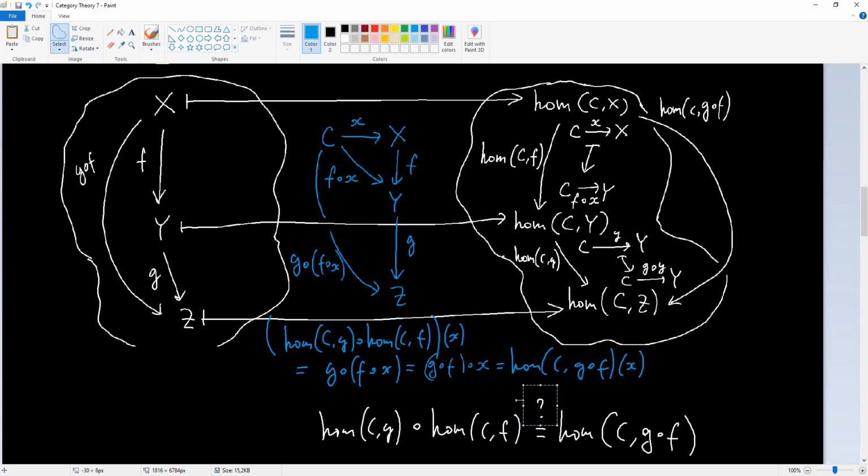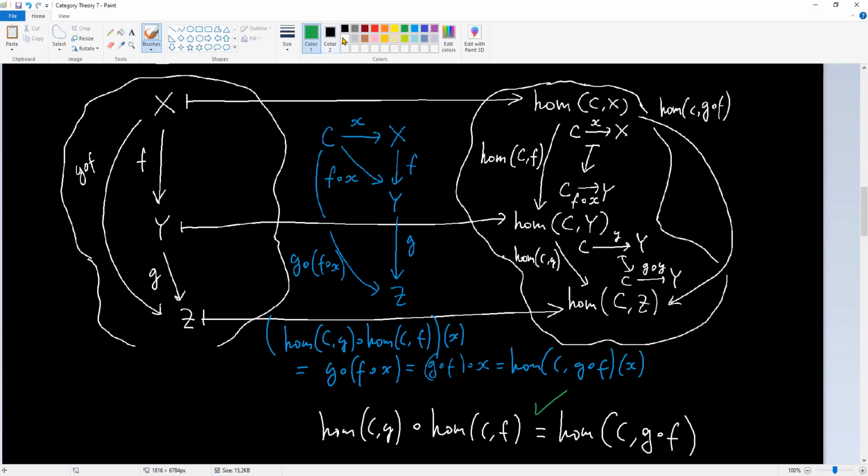Okay, so this equality now has been established abstractly as well. Michaela, are you okay with that? Yes, I am. Thanks. Okay, so there is more to say here.